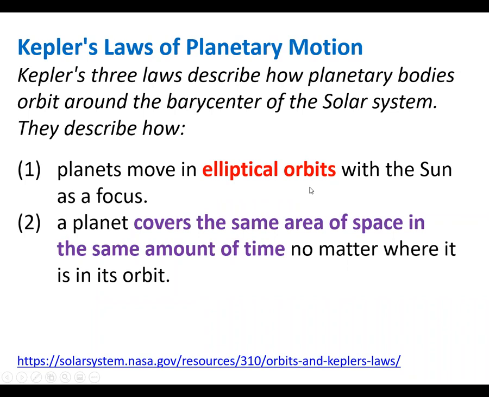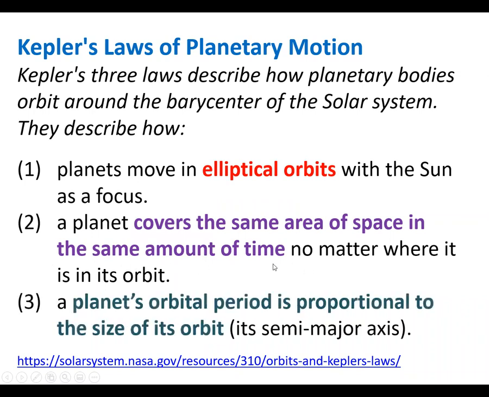The second law: a planet covers the same area of space in the same amount of time, no matter where it is in its orbit. What you have to remember on the second law is that it covers the same area of space in the same amount of time. And the third law: a planet's orbital period is proportional to the size of its orbit.